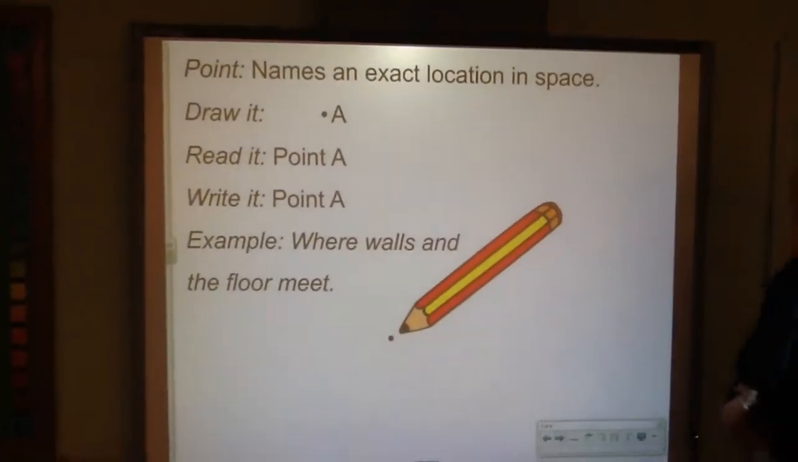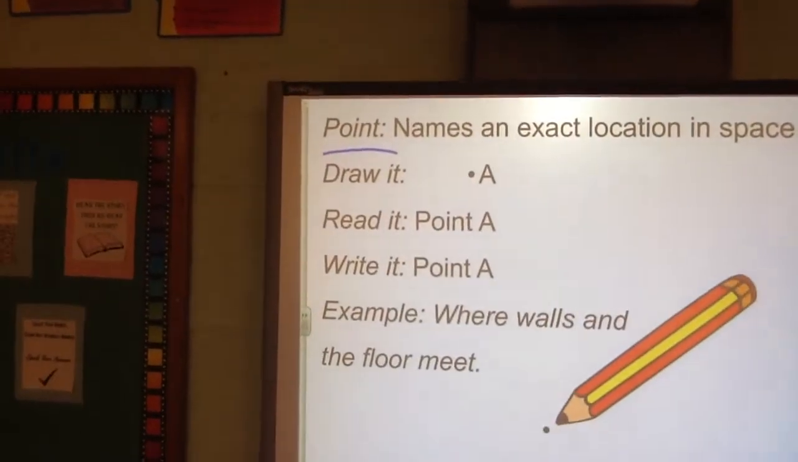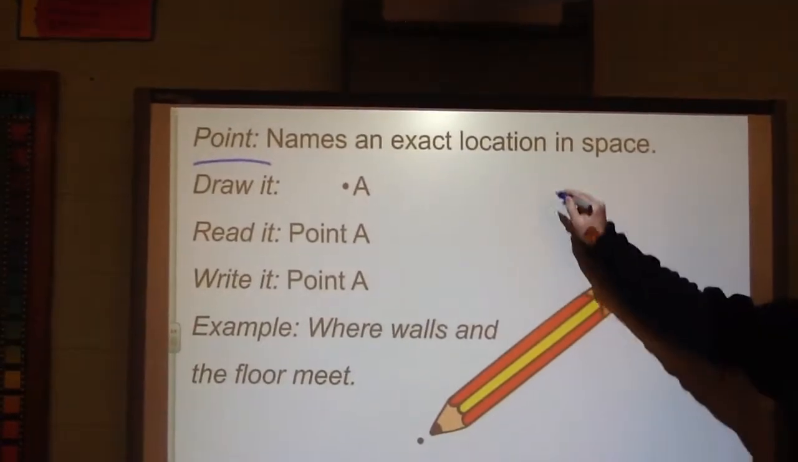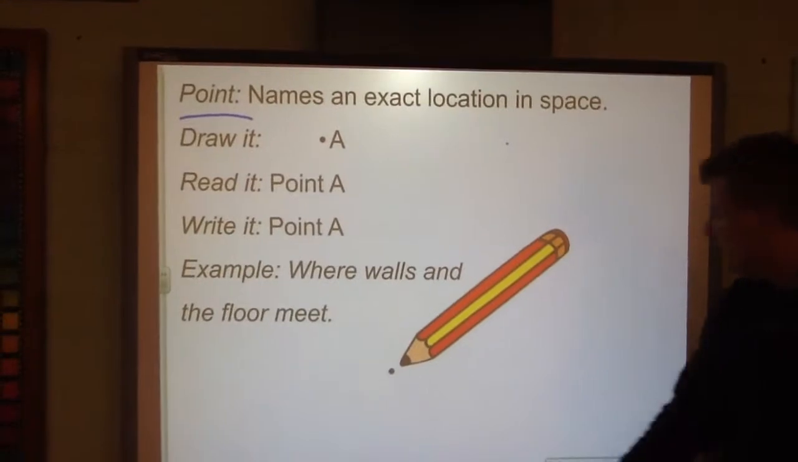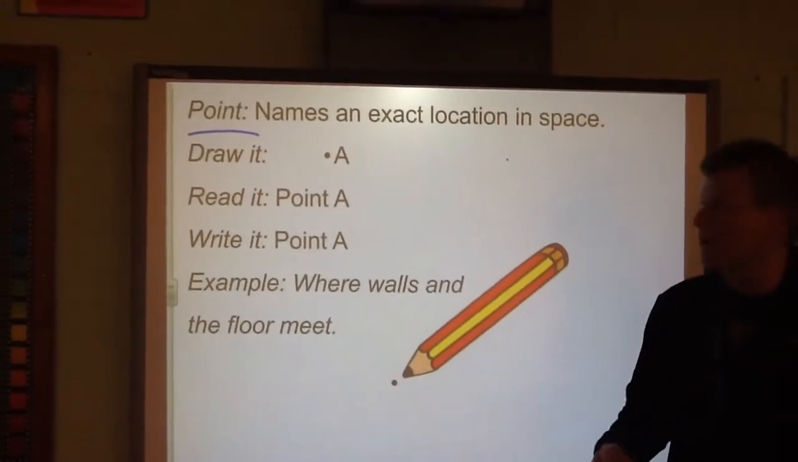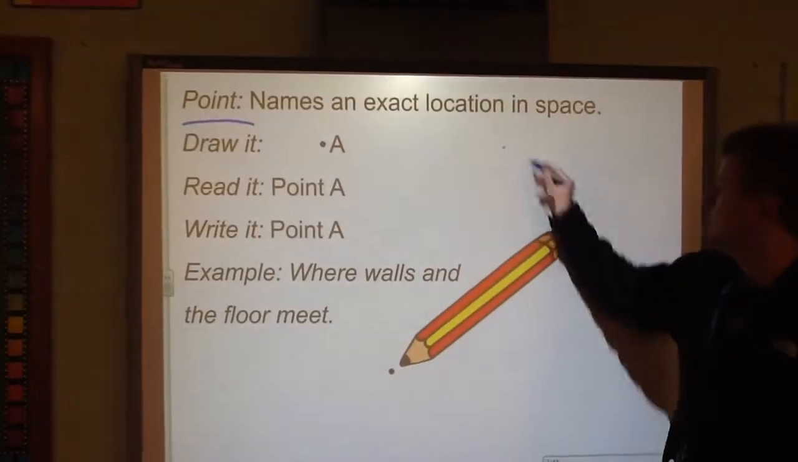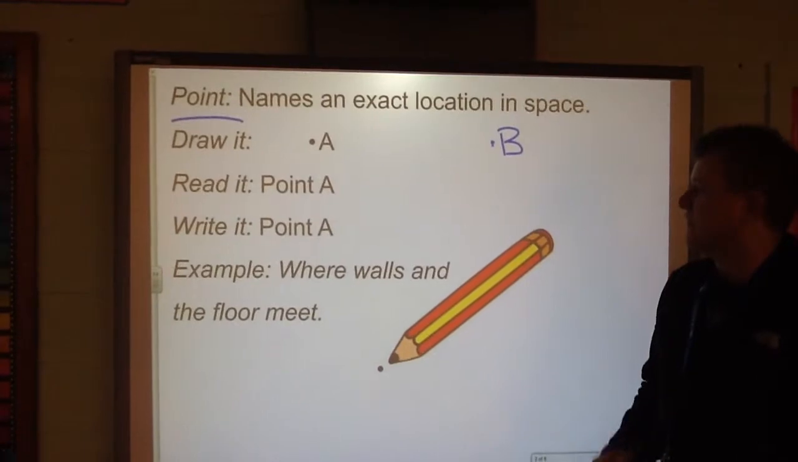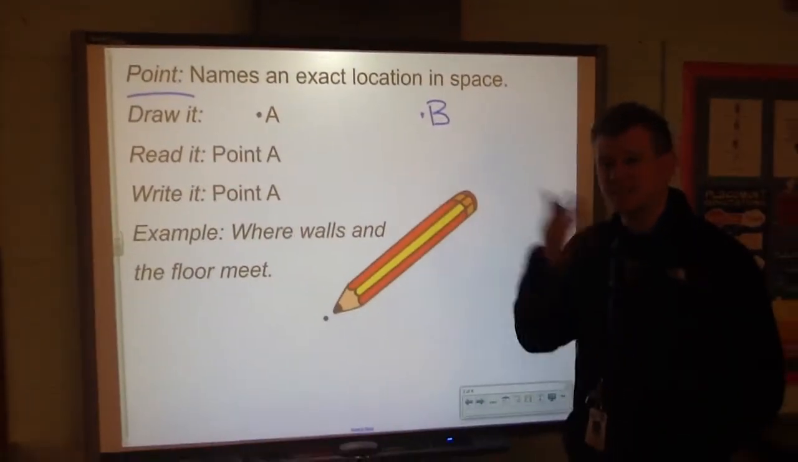Okay, the first word we're going to talk about is point. A point names an exact location in space. So when I make a dot with my marker, that's a point. And how you would draw it, because we do label our points, you would draw it as point A. So if I have another point over here, I might have point B. How you read it is you read it just like it sounds. Point A. That's how you read it aloud.